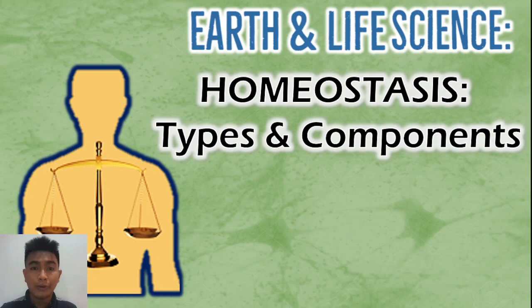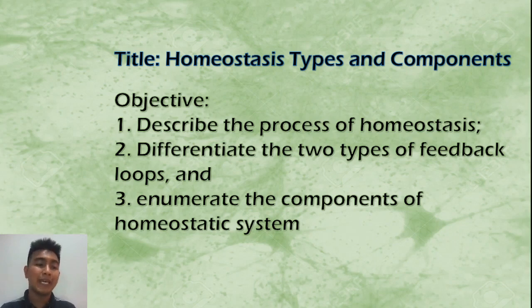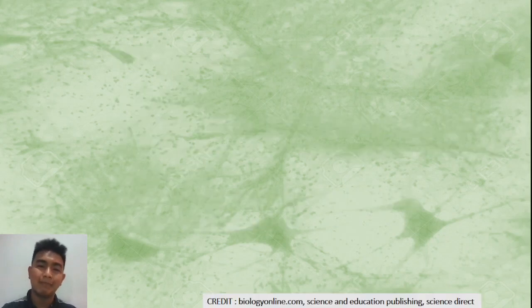Welcome to Earth and Life Science with the topic Homeostasis, Types and Components. Our objectives for this time: first, to describe the process of homeostasis. Second, differentiate the two types of feedback loops. And third, enumerate the components of a homeostatic system.